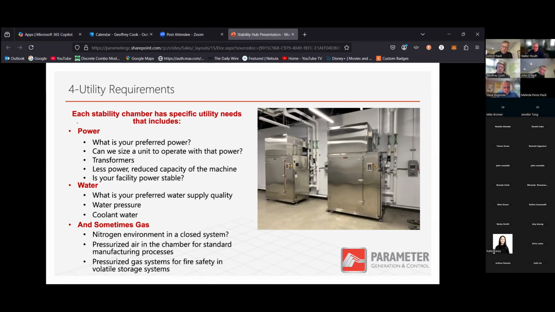A large utility requirement that is often overlooked is the drain. Do you have a drain? Is the drain nearby? Do you have enough drop in elevation to get to your drain to ensure that your drain line doesn't become clogged? It's very frequent that a drain line can become clogged and cause a unit to flood.